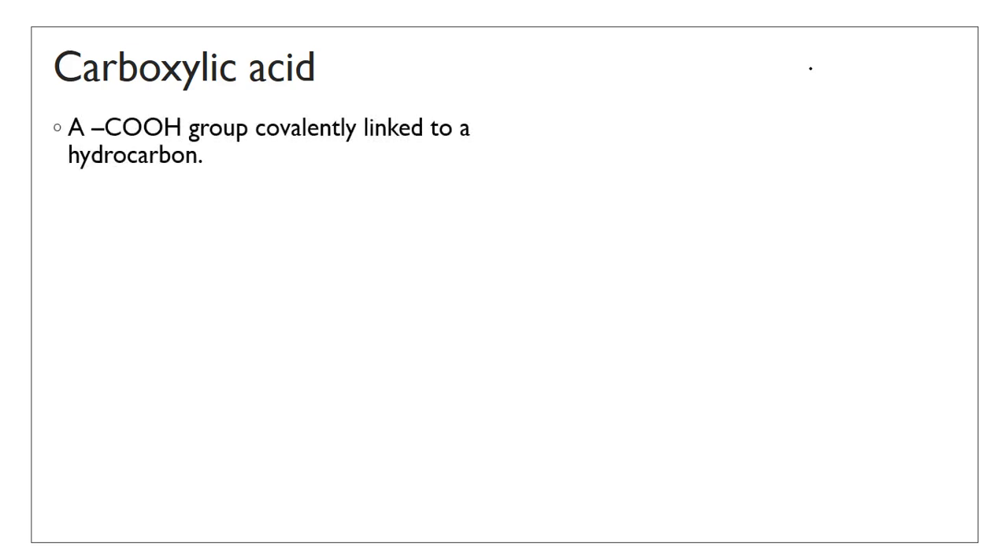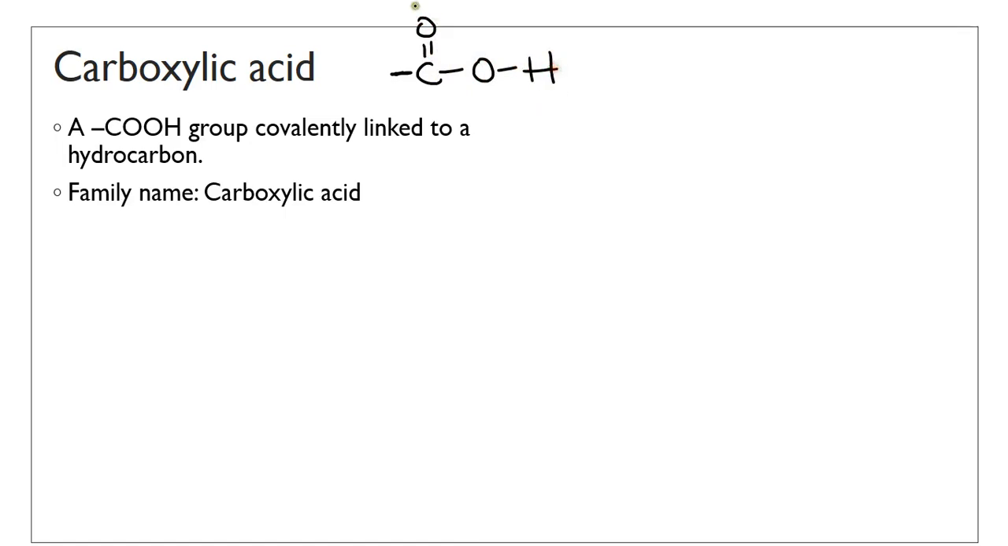All right, the first functional group that we're going to look at is carboxylic acid. A carboxylic acid is a COOH group covalently linked to a hydrocarbon. So let's say you have a hydrocarbon. This is the rest of the molecule. I can put a C here, but it is going to have a C, double bond O on one side. The C is then single bonded to another oxygen, which itself is single bonded to a hydrogen. This is a carboxylic acid.